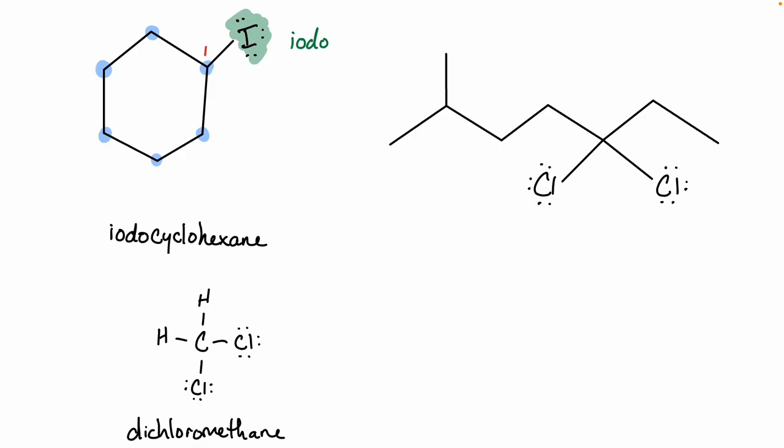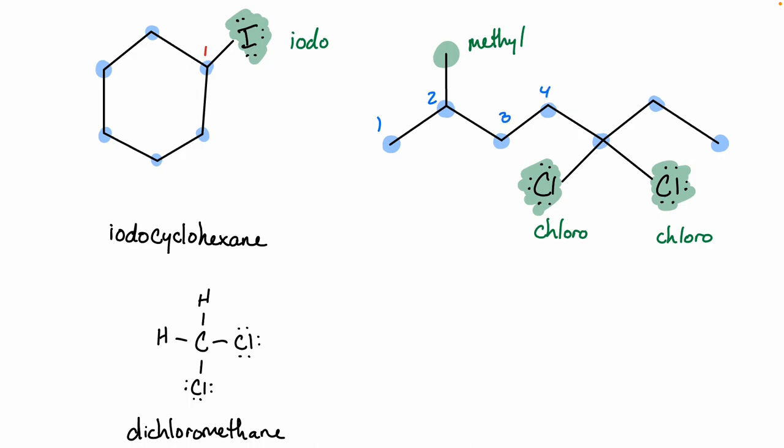All right, so for the last example here, 1, 2, 3, 4, 5, 6, 7 carbons in my parent chain. I have an alkyl group here, a methyl group. I have these 2 chloro groups here. All right. So let's put in our numbering, 1, 2, 3, 4, 5, 6, 7.